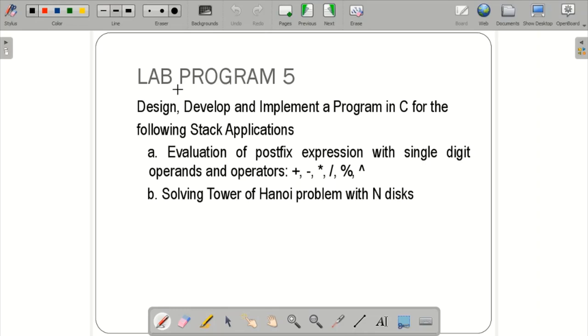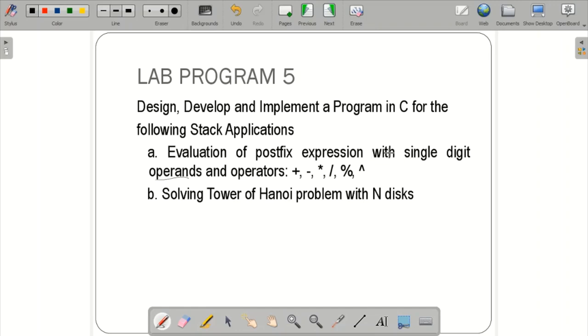Laboratory program 5. Now we'll see lab program 5. So lab program 5 is regarding design, develop and implement a program in C for the following stack applications. The first one, as I told, is nothing but the evaluation of a postfix expression with single digit operands.